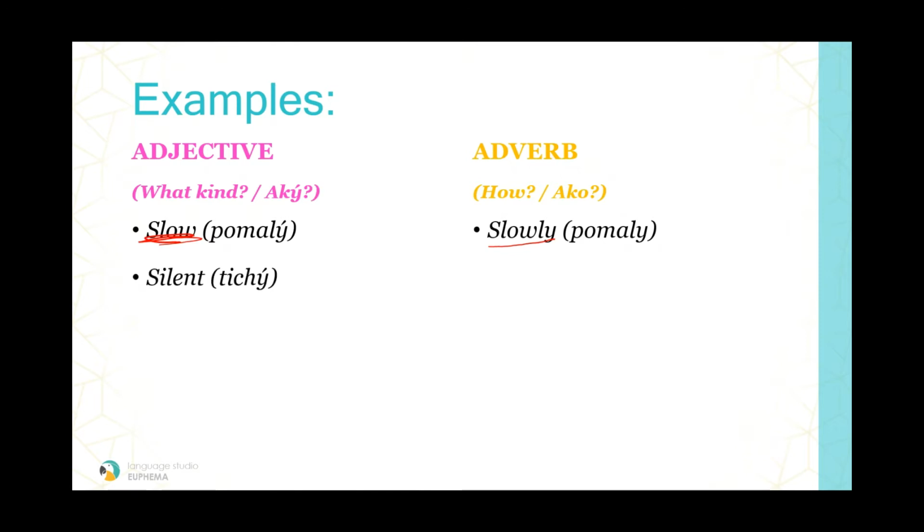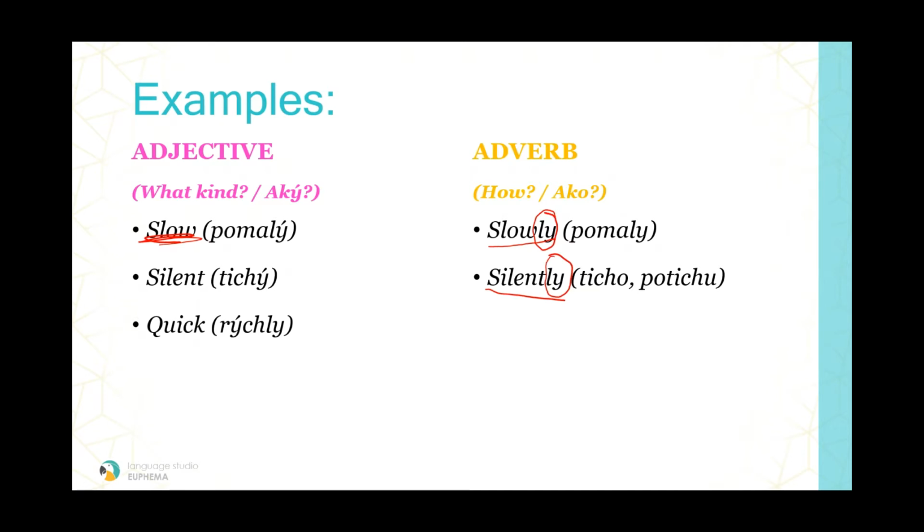Silent. What kind of reader is he? He's a silent reader. And then the question is, how does he read? He reads silently. See, we always put there this ending ly. Another example, quick. What kind of worker is he? He is a quick worker. So how does he work? He works quickly.